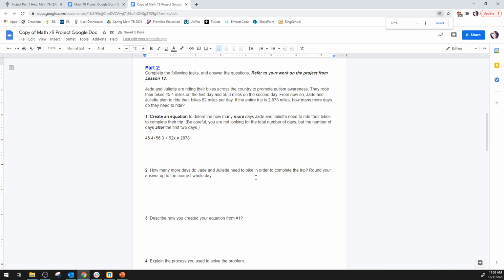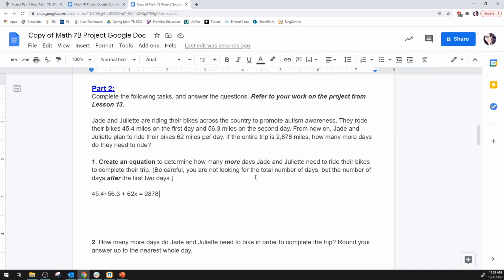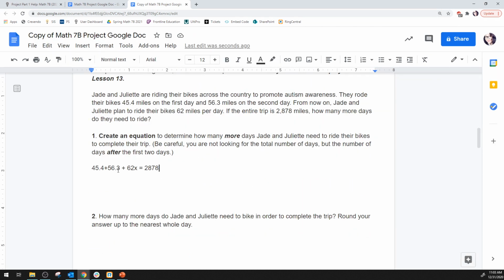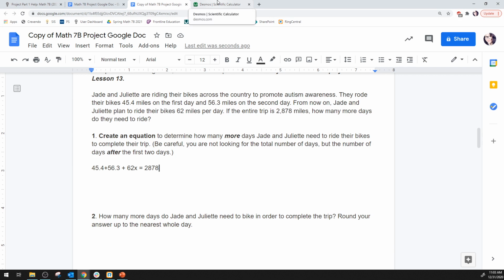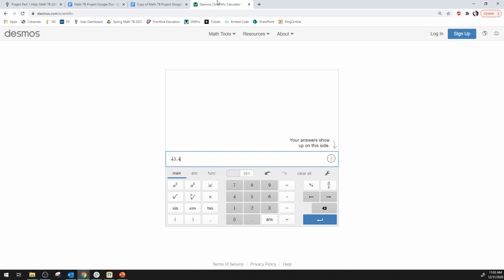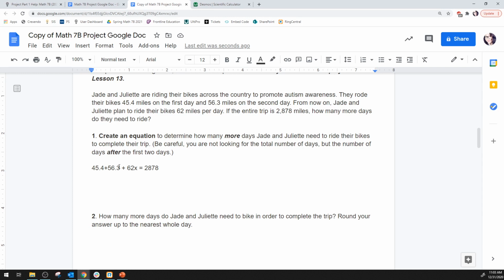Let me zoom in to make this a bit bigger. There we go. Okay. So this looks a little bit weird. Let's add these 2 numbers together. I'm going to open up Desmos. And the 2 numbers I'm adding is 45.4 and 56.3. And that gives me this 101.7. So I'm going to replace this with 101.7. So this equation is what we are going to be using for the rest of this project and also to help us answer the rest of the questions.